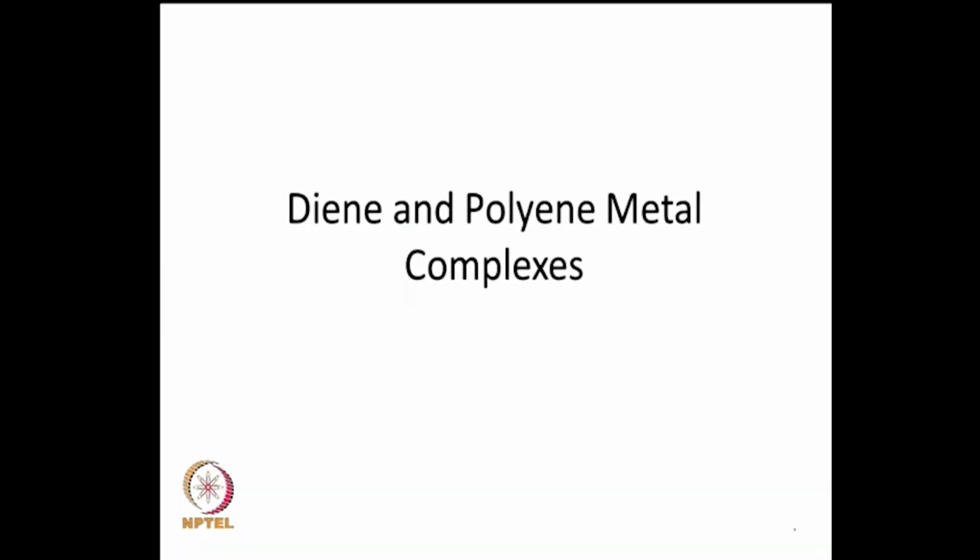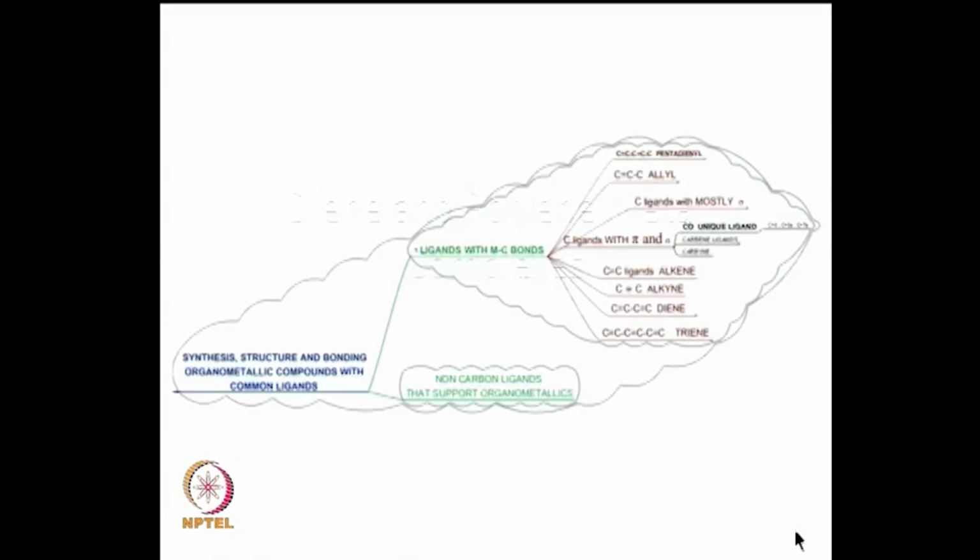Diene and polyene metal complexes are a natural extension after discussing olefin complexes. So, in this lecture what we will do is to look at some of the diene complexes that are readily available and also look at the structure and bonding in these systems.